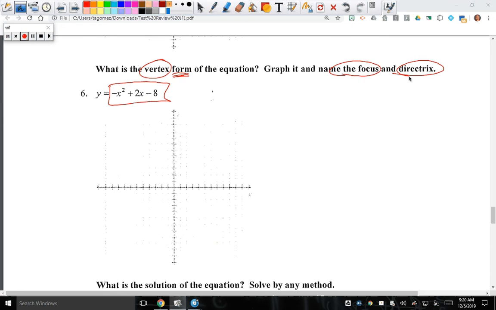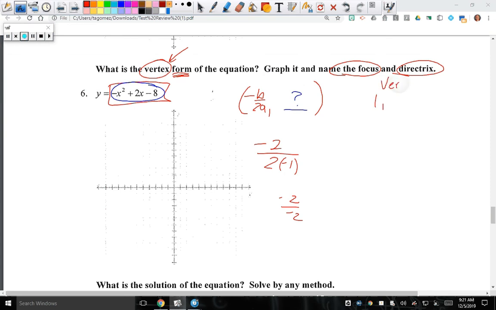So, looking at what we have in standard form, I can quickly go to my vertex by doing negative b over 2a and then plugging that into the function where x is at to see what my y value would give me. Okay, so what is my b value? 2. What is my a value? Negative 1. So what I'm looking at is negative 2 over negative 2, which will give me a positive 1 as the x value of the vertex.